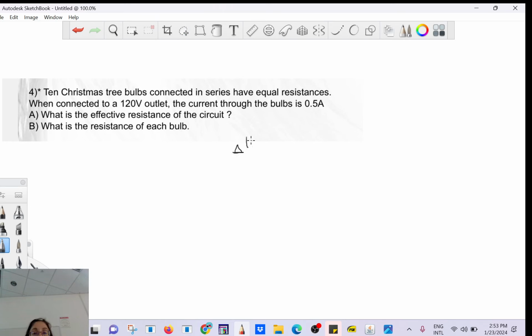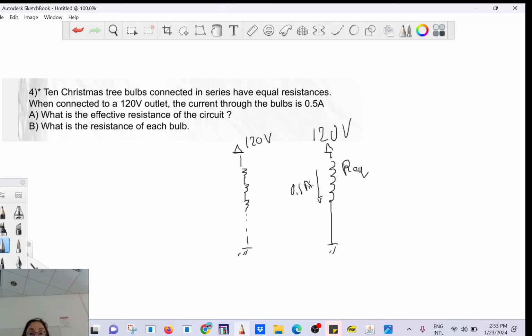So 120 volt, and then you have 10 of them. So 1, 2, 3, blah, blah, blah, 10 of them. And so you can replace that with an equivalent resistance. What else is given? You know you have 10 of them. And replace that by one single resistance, and the current is 0.5 amps. So can we find the equivalent resistance?